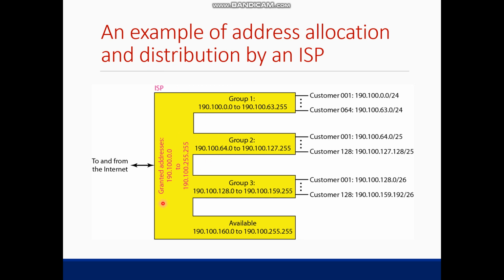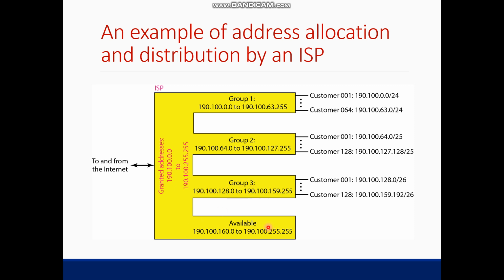So this ISP has been granted those addresses from 190.100.0.0 up to 190.100.255.255. So the first group starts from this IP address up to this one. So this is going to be the first address, and this is going to be the starting address of the last customer, of which we have 64 customers. And the second group is going to be granted from this one to that one, and likewise for the third group.